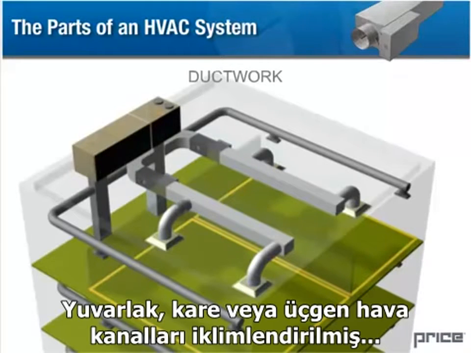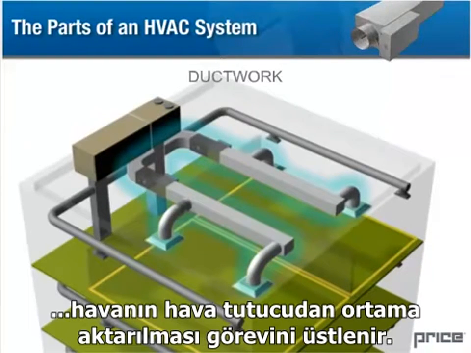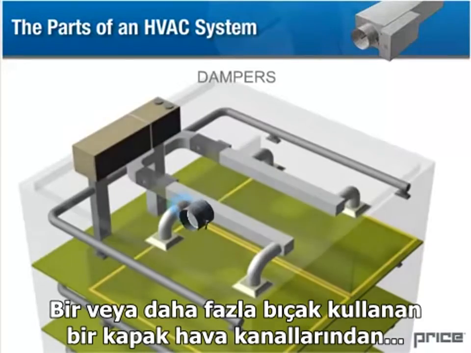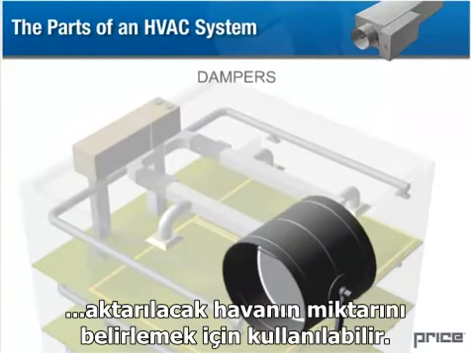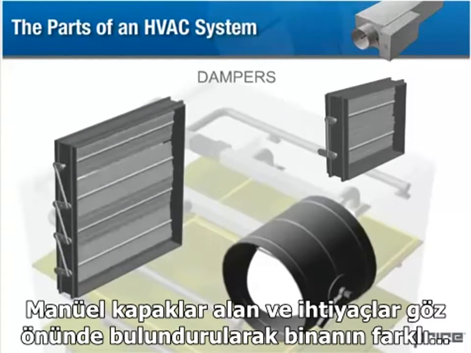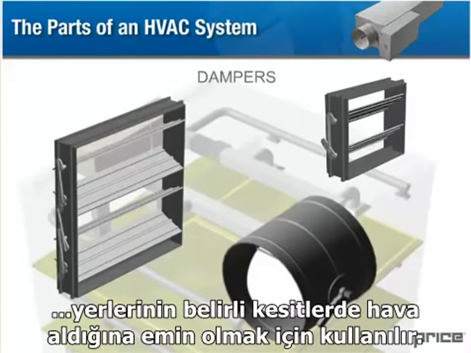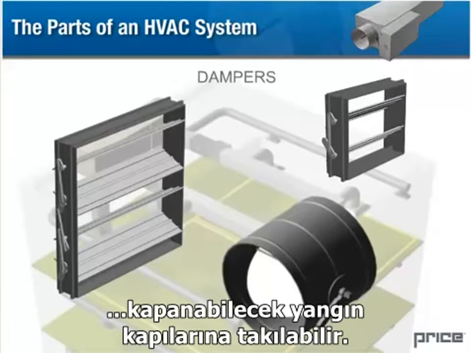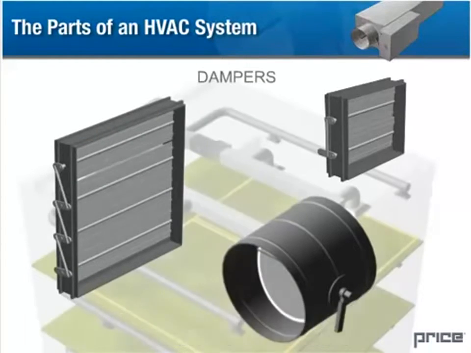Ductwork. Round, square, and rectangular ductwork provides a pass for the conditioned air from the air handling unit to the environment. A damper consists of one or more blades which can be used to control the amount of airflow through a duct. Manual dampers are used to ensure that different parts of the building receive proportional ventilation based on area and demand. Automated dampers may be installed at firewalls which close in the case of a fire.